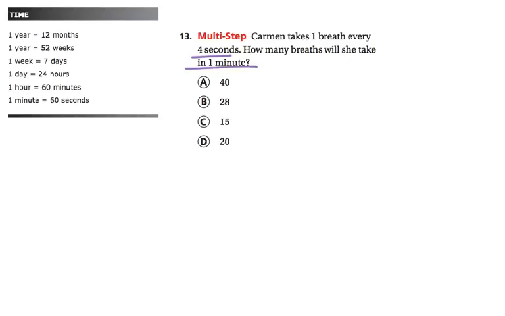So what conversion do I have with minutes to seconds? Oh, right at the bottom. 1 minute equals 60 seconds. So instead of looking at how many breaths she can take in 1 minute, I'm going to think about how many breaths she can take in 60 seconds.